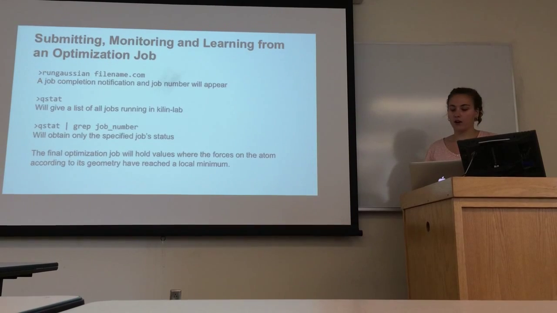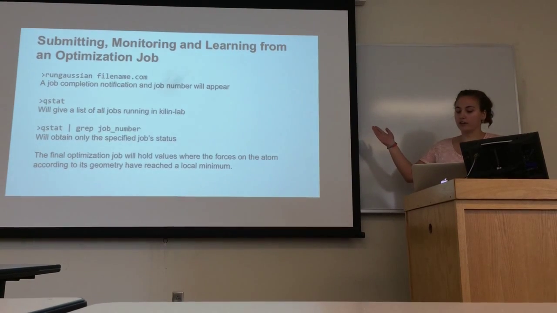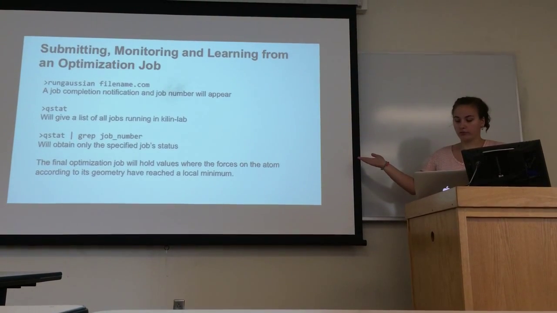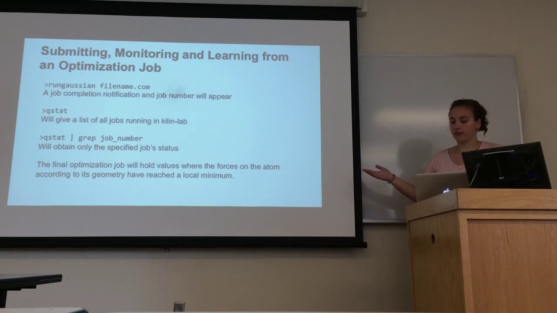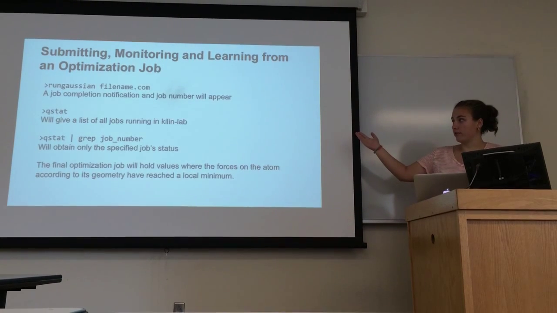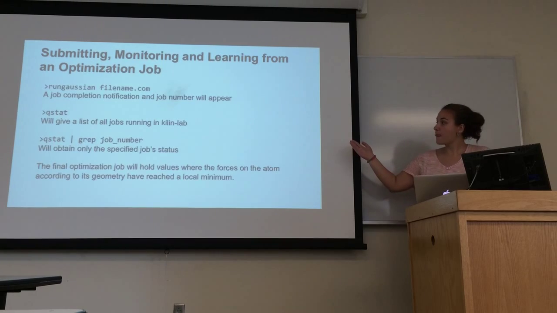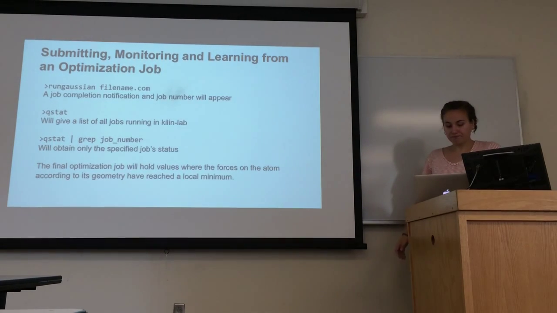And now, submitting, monitoring, and learning from an optimization job. So these are the commands. A .com file is the one that we always input to run a job. It contains all the necessary instructions to be completed. And then you input run Gaussian with the name of your file.com, and then you get a completion notification if nothing happens, hopefully, and you'll get a job number.